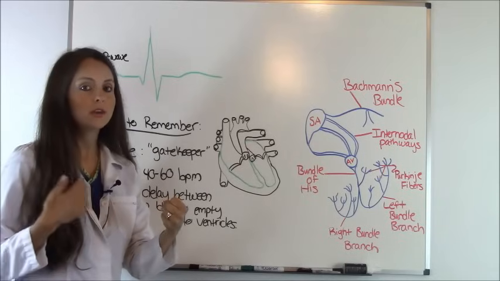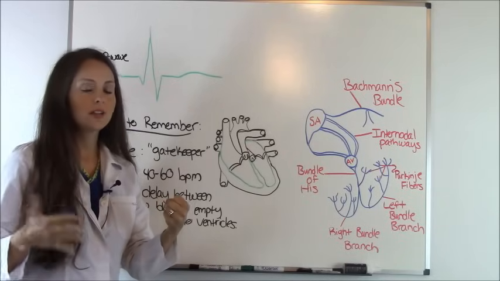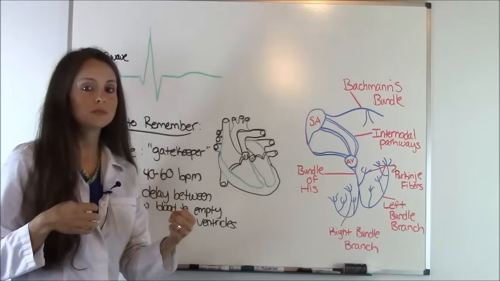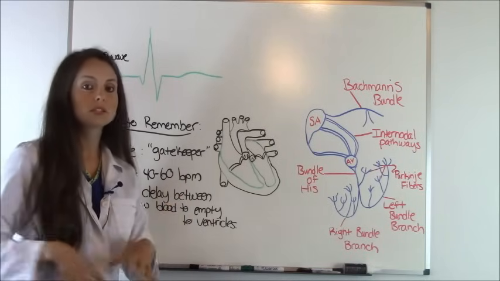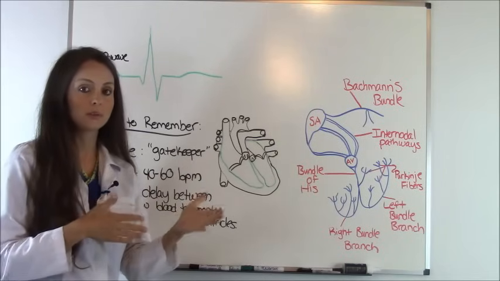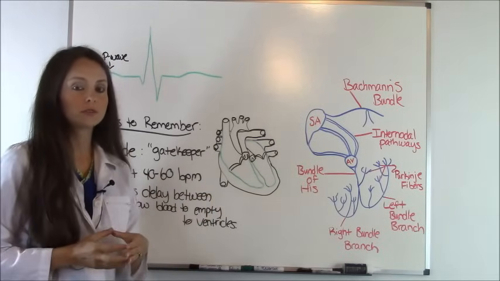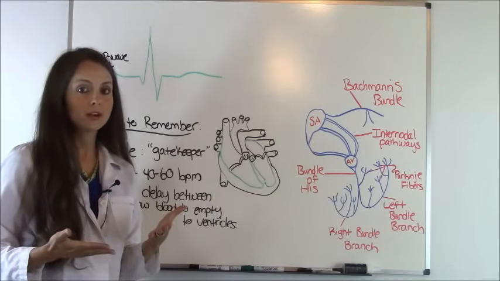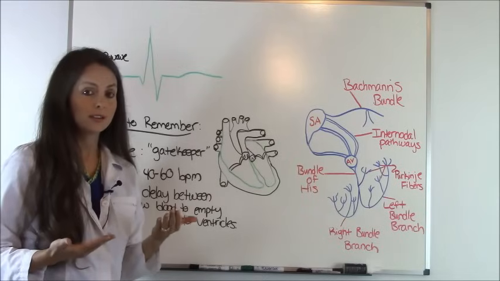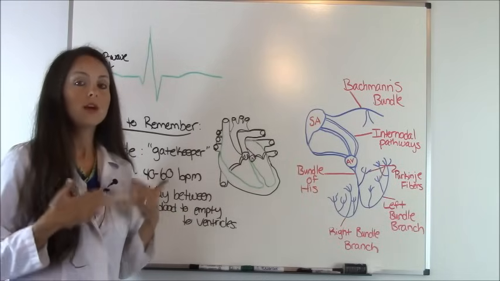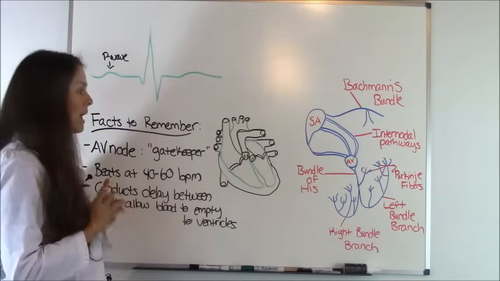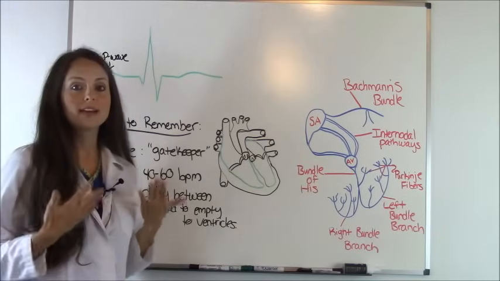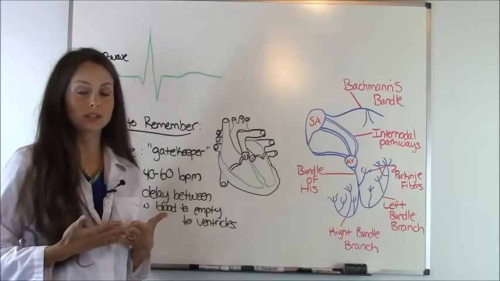So the AV node is like the gatekeeper and allows the blood to completely empty from the atrium into the ventricles, so you don't have blood going back to the atrium, because you want all that blood to pull into the ventricles. So that's the main goal of the AV node, to be the gatekeeper and allow the blood to completely empty into the ventricles. Now let's talk about the bundle of His and the left and right bundle branches.